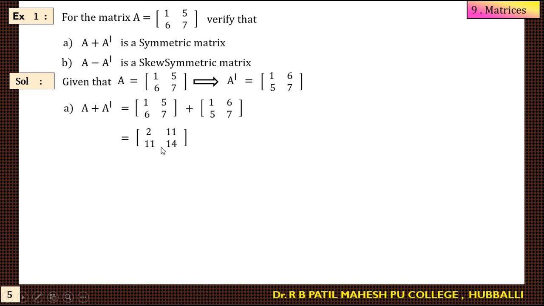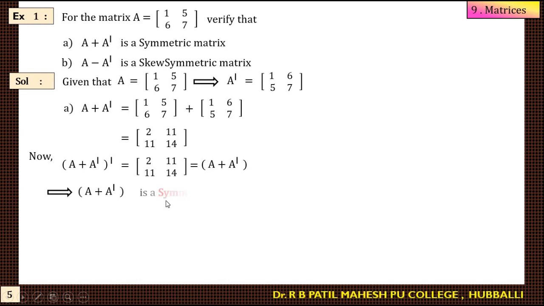So clearly we can say that this is a symmetric type, because for the non-diagonal elements we have the same number, that is 11 and 11. So you can say directly this matrix is symmetric, but by the definition we have to operate the whole dash. That means the rows you write column wise: 2, 11 and 11, 14, which gives the same as A plus A dash only. So this A plus A dash is a symmetric matrix.